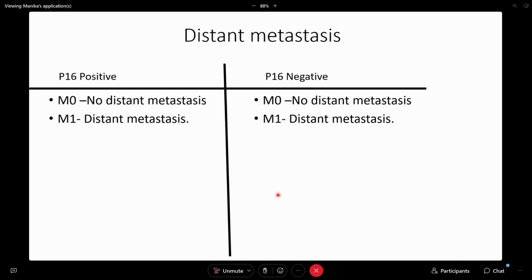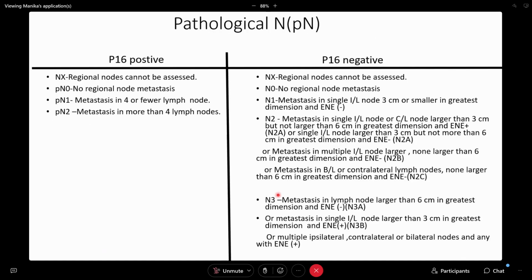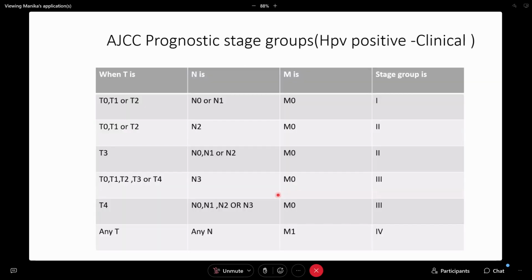Then after having a comparison for both positive and the negative, we have the different stage groups for both positive and the negative. Why are we having this staging group? It is for the prognosis purpose. The prognosis is better in HPV positive as compared to the HPV negative.